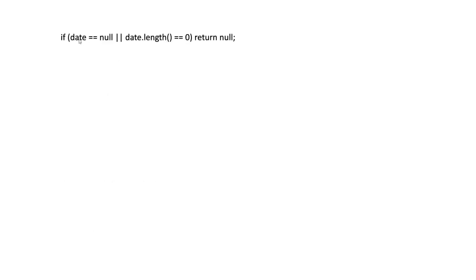So now the first line in the solution is going to be this one. If date is equal to null, or date length is equal to 0, then we're just going to return null. So we need to take care of the date. We're going to do a date array, and we're going to split based on the space. So you'll have the year, the month, and the day in separate arrays.